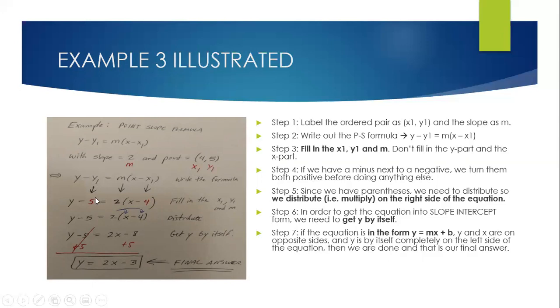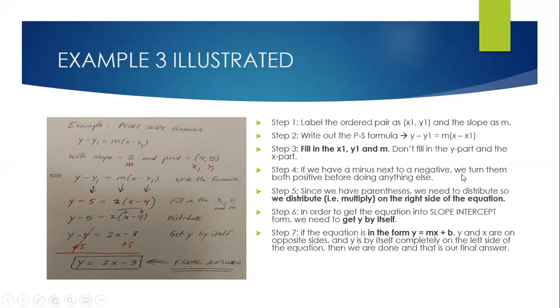So we have y minus 5, because y1 is 5. We get that from here. We label our points so we know where everything is. M is 2. We know it's 2 because we labeled it. X1 is 4. We know it's 4 because we labeled it. All right, we fill in the x, y, x1, y1, and the m.